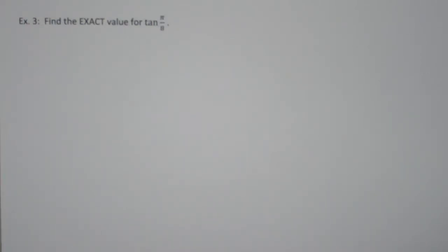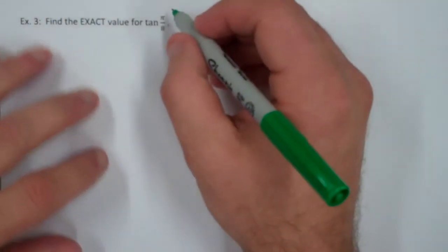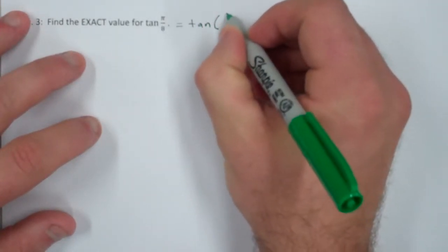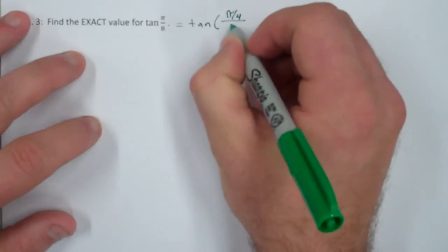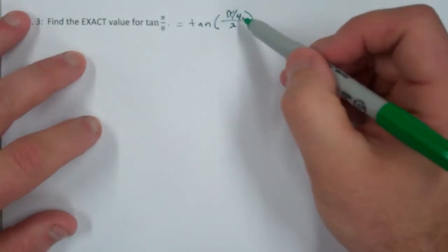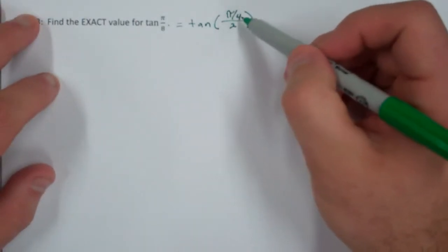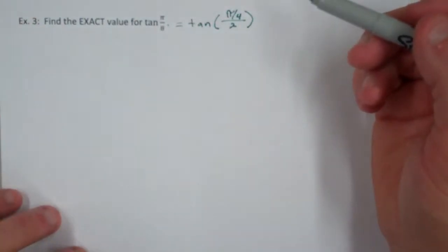In example 3, we need to find the exact value for the tangent of pi over 8. You could totally change this into degrees, but I know that the tangent of pi over 8 would be the same as the tangent of pi divided by 4 all over 2. You can imagine if you take pi over 4 divided by 2, you get pi over 8. And so this expression and this expression are really the same.